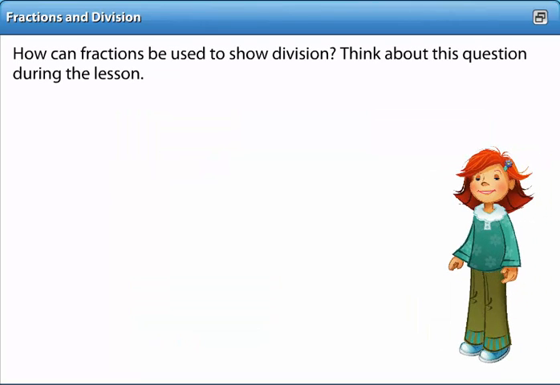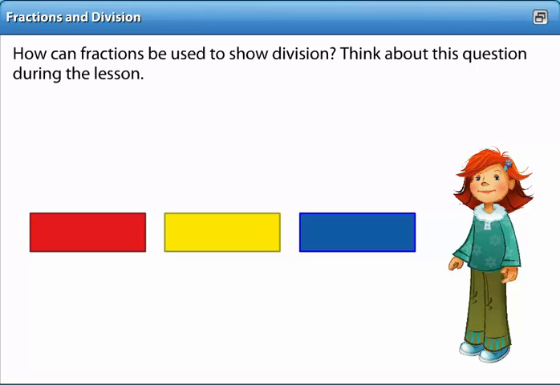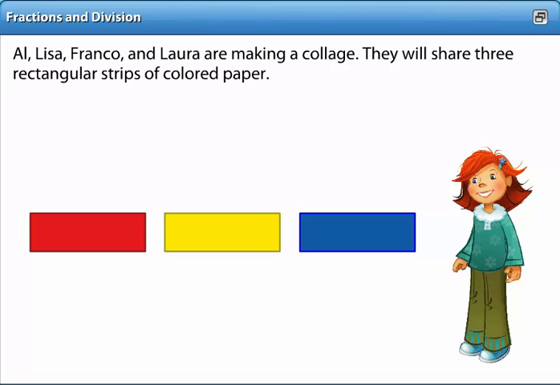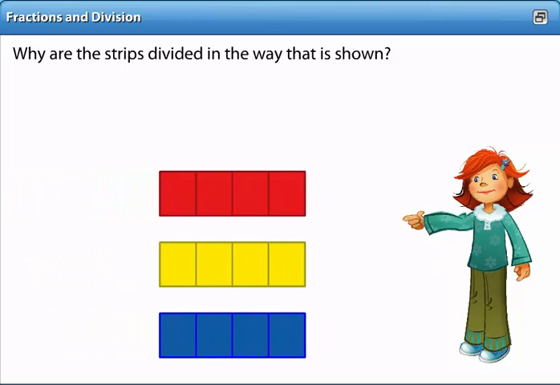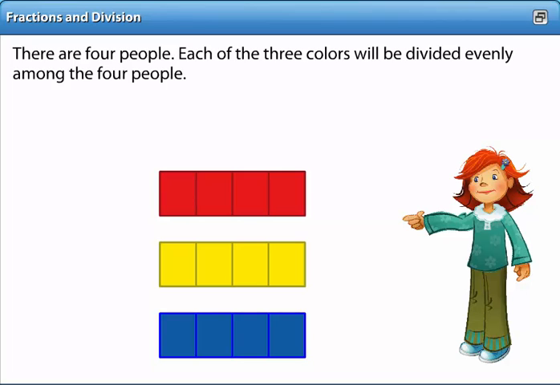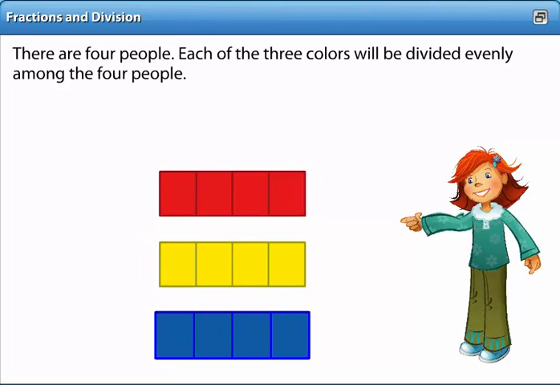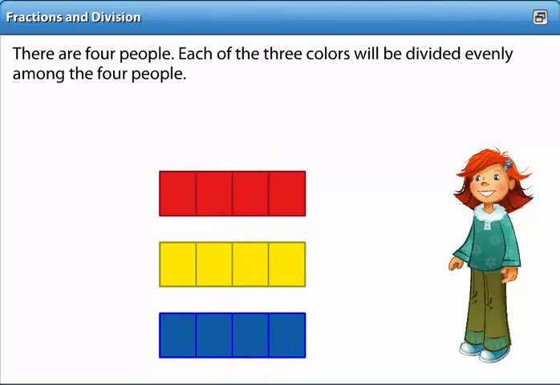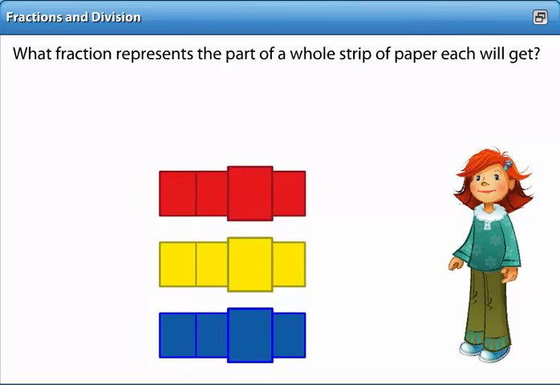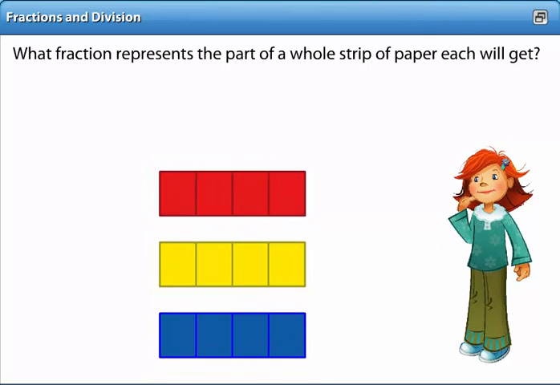How can fractions be used to show division? Think about this question during the lesson. Al, Lisa, Franco, and Laura are making a collage. They will share 3 rectangular strips of colored paper. Why are the strips divided in the way that is shown? There are 4 people. Each of the 3 colors will be divided evenly among the 4 people. What fraction represents the part of a whole strip of paper each will get?